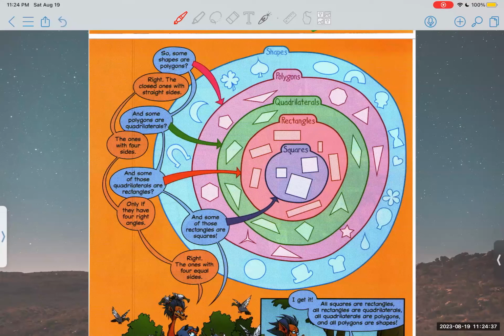And there we have all of the polygons with four sides. If we count every single shape inside the quadrilateral circle, we can see that all of them have four sides. Right? Everything included. And if we look at the rectangle circle, you will see that all of the shapes inside it have four sides and four right angles. And same here.